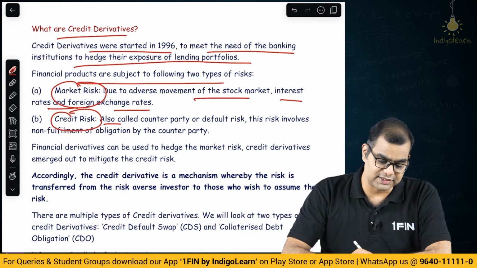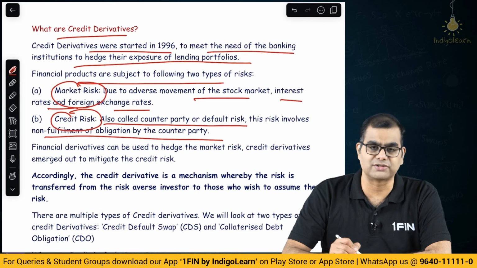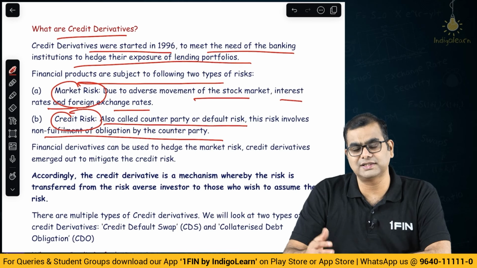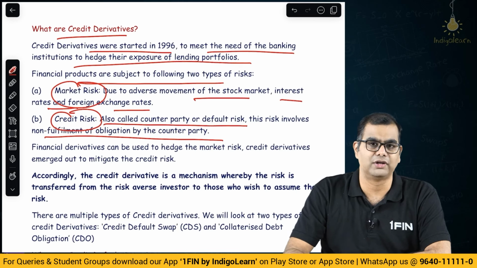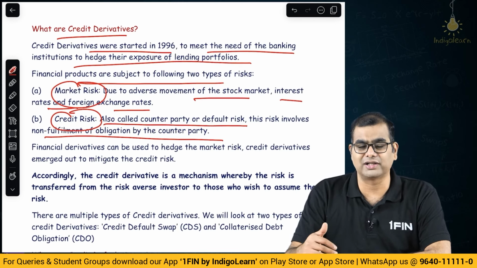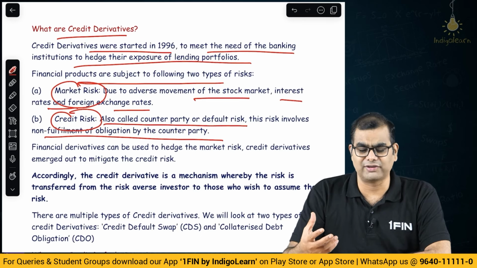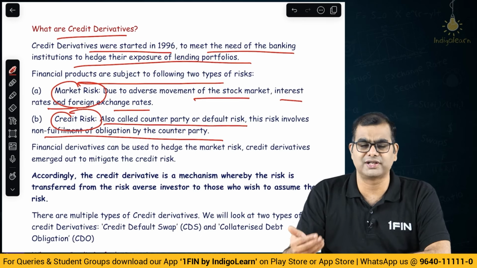The second risk is credit risk, also known as counterparty or default risk. This risk involves non-fulfillment of an obligation by the counterparty. So when you have a bond, and let's say the bond is not repaid on time, or not serviced on time, or the interest is not paid, or the covenants are not met. I've explained to you earlier what covenants are: certain conditions that have to be met by a bond.